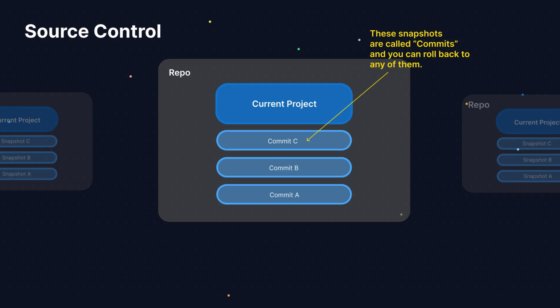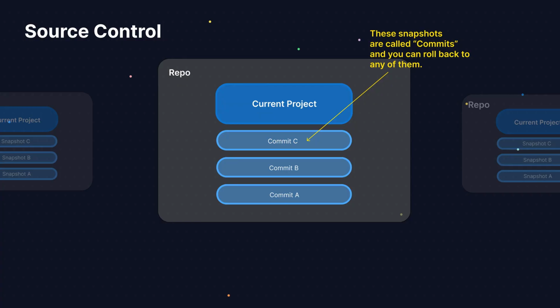Now inside of a repo, I also mentioned that you can save snapshots of your project as you go along. And that way you can always go back if you make a mistake. It's like hitting undo, but for your whole project, not just for one file. You can always go back to a previous snapshot. The actual term for a snapshot is called a commit.